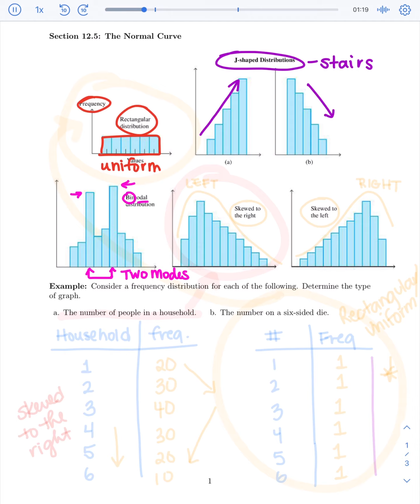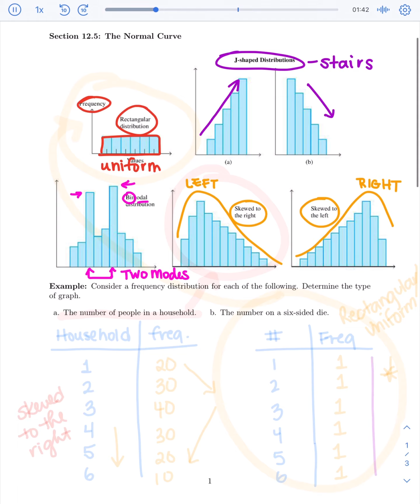On this last part, we've got something that's skewed right and skewed left. It's a little backwards of what you would think. Skewed right actually means that all your data is on the left, and skewed to the left is where all your data is mainly on the right.